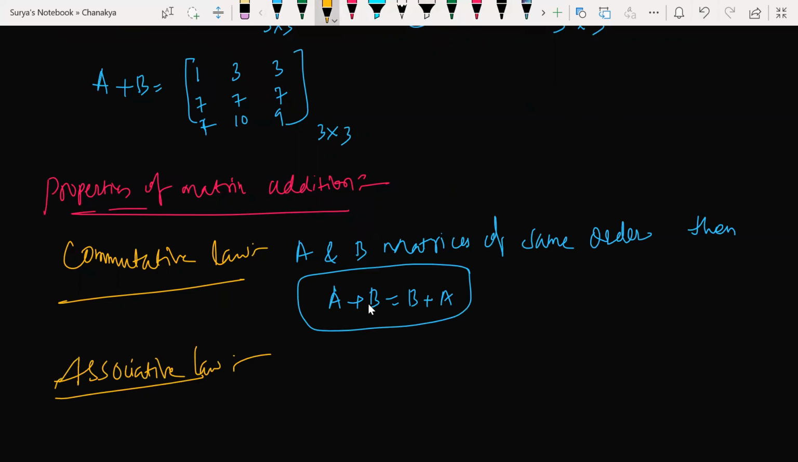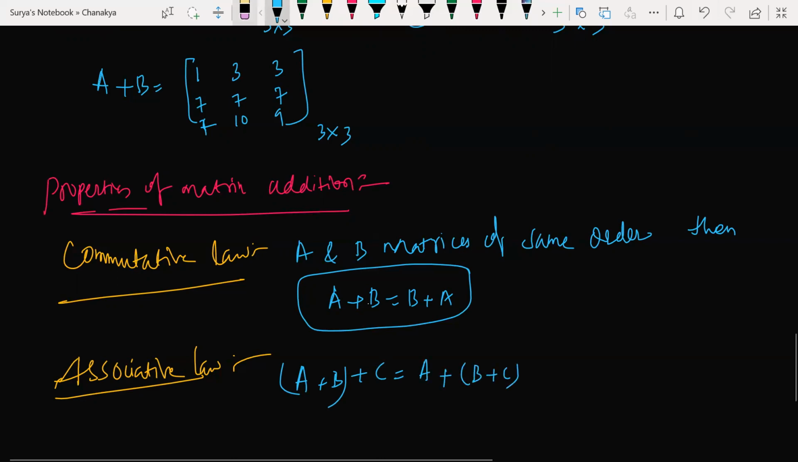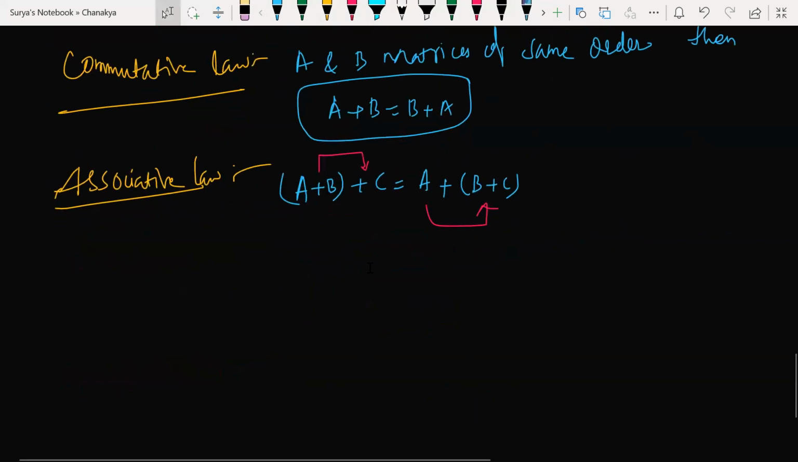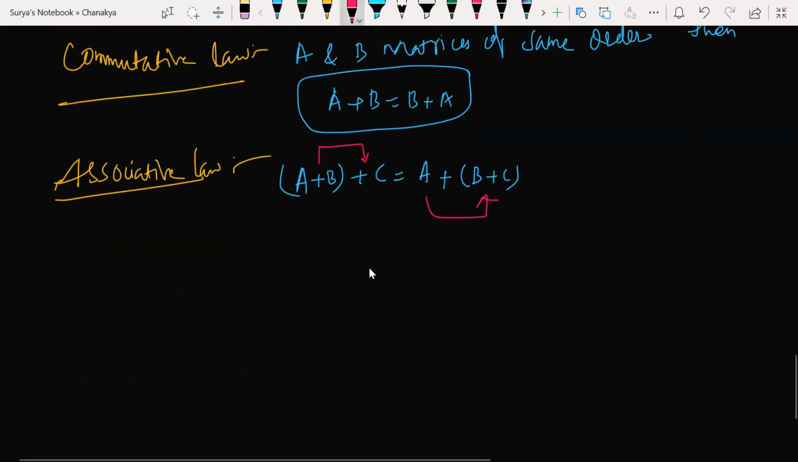The associative law is nothing but, suppose I have A plus B plus C. It gives you what? A plus B plus C. Understood? A plus B plus C can be written in this way by us. That is what the associative law is. Hope it is clear. Yes, sir.